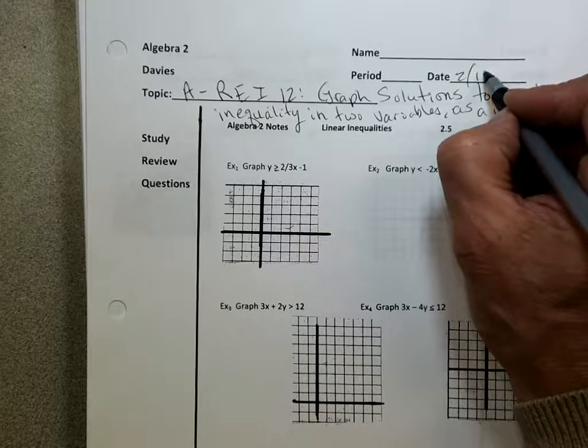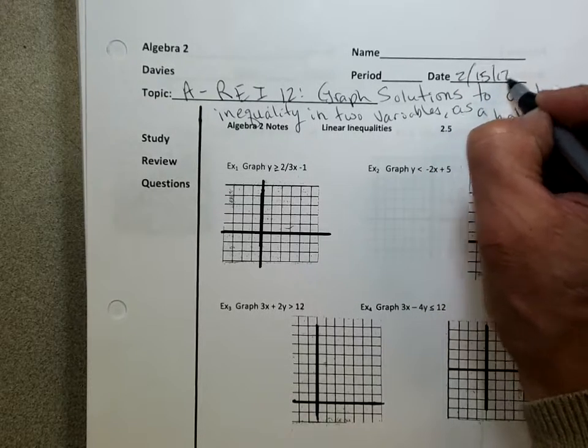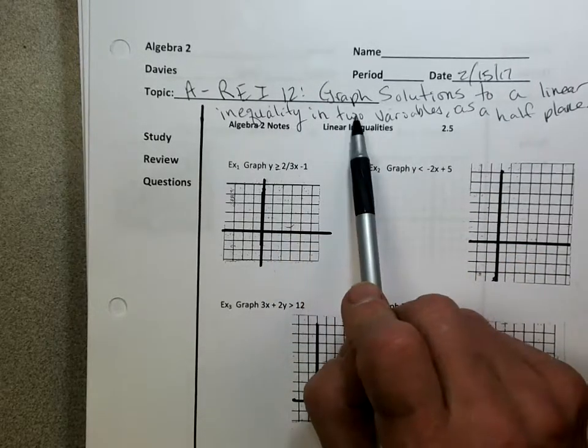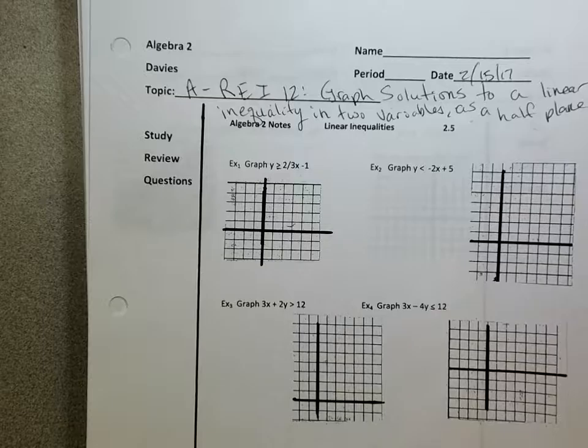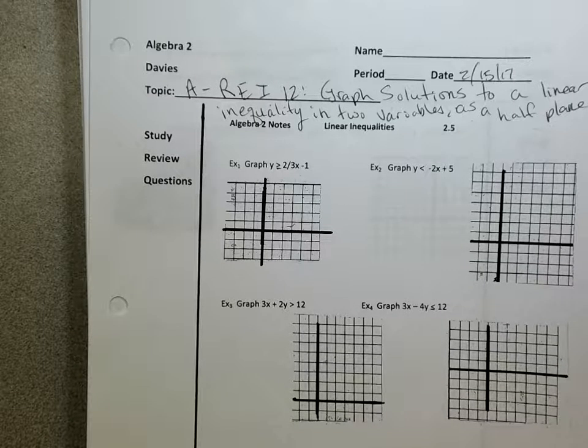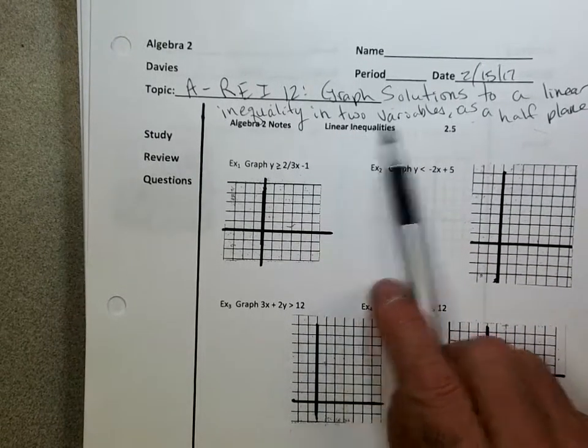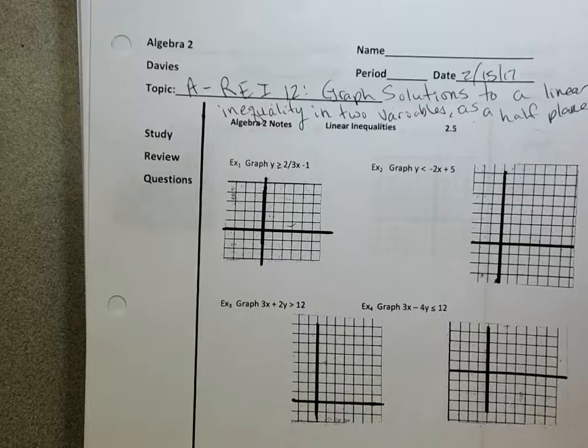A.REI.12. So graph solutions to a linear inequality in two variables as a half plane. Okay, let's figure out what that means, all right? All right, so let's take a look at example 1.